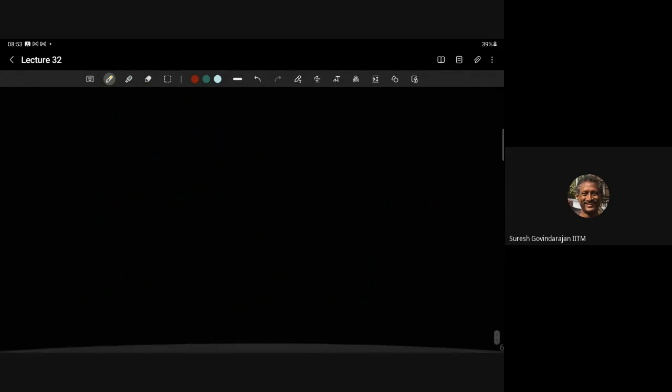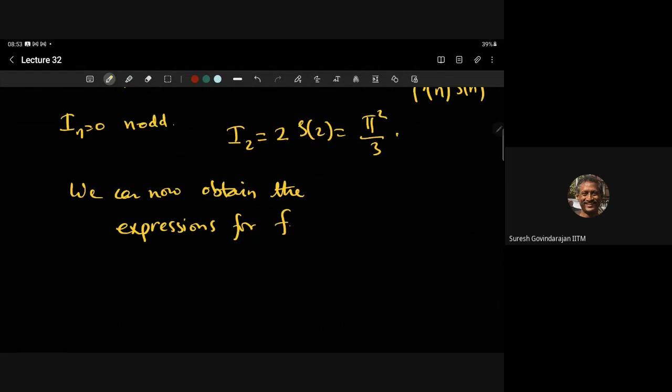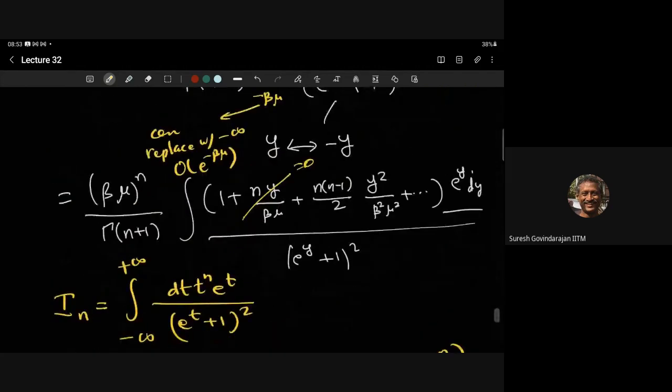So we get a nice formula, and we can now obtain the expressions for f_3/2 and f_5/2. Even before we do the integration, we get our structure. You can see we got this leading term. If you remember, I wrote beta mu to the power n, and with the gamma and so on, the y squared piece is what gives the x squared term. Doing this, you get a 1 by beta squared mu squared.